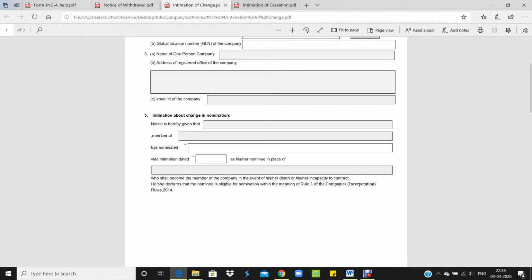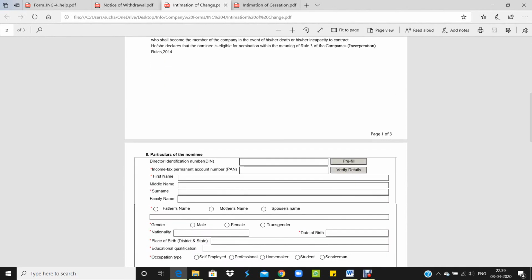Here he has to mention the previous nominee's name he has to enter, and who shall become the member of the company in the event of his or her death, or in his incapacity to contract. He or she declares that the nominee is eligible for nomination within the meaning of Rule 3 of Companies Incorporation Rules 2013. So this kind of intimation he has to give, filling in all these details.